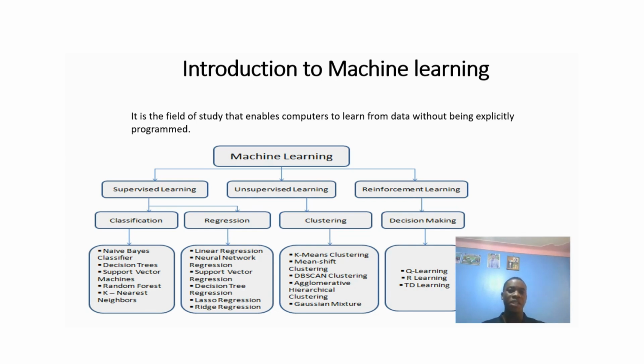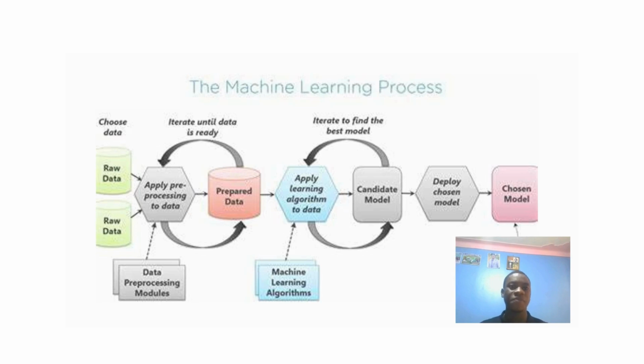in order to make sense out of the data. We have algorithms like k-nearest neighbors, support vector machine, and decision trees. And then in regression, popularly we have two regression algorithms, for example, logistic and linear regression. Then in clustering, we have k-means clustering, and then in decision making, we have random forest and other algorithms.